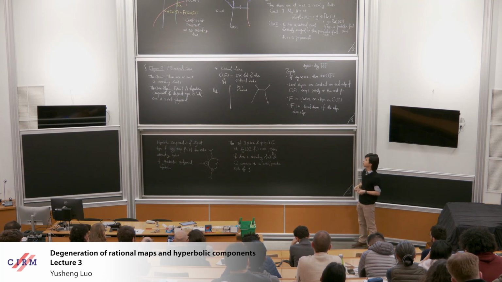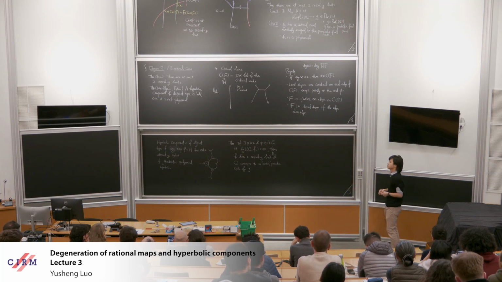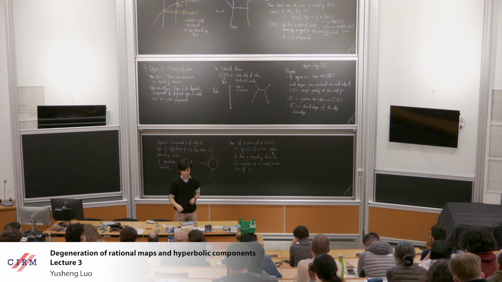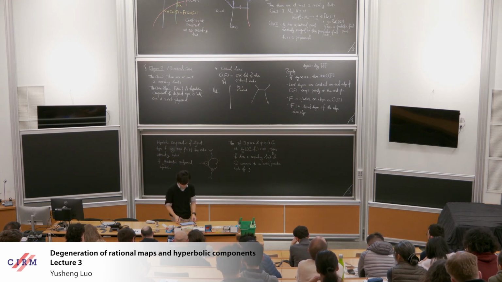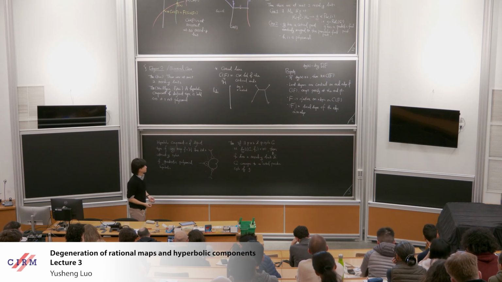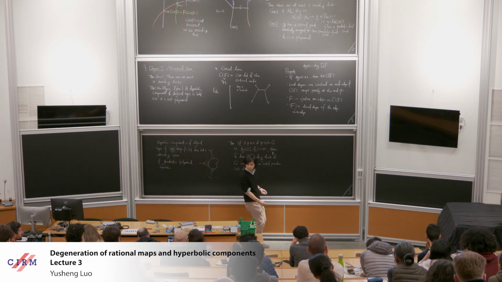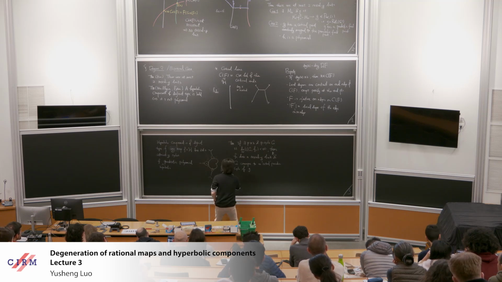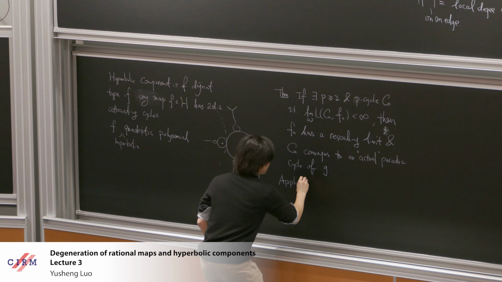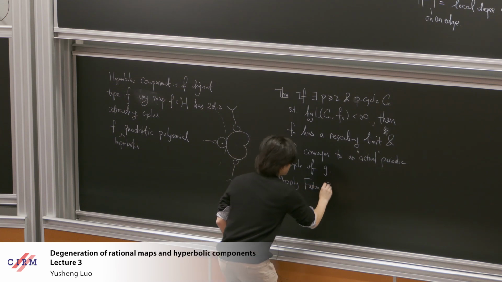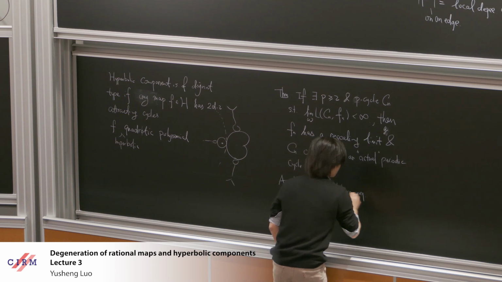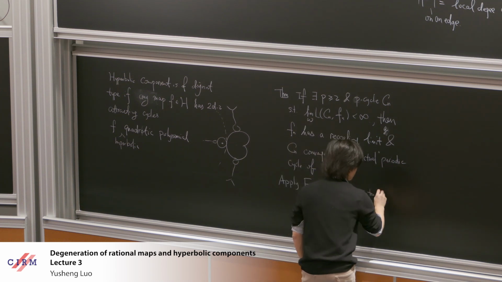So we cannot have two cycles, both of period greater or equal to 2, converging to some non-repelling periodic cycles. All right, and that's it. So the proof of this is to apply the Fatou-Shishikura inequality to the rescaling limits.